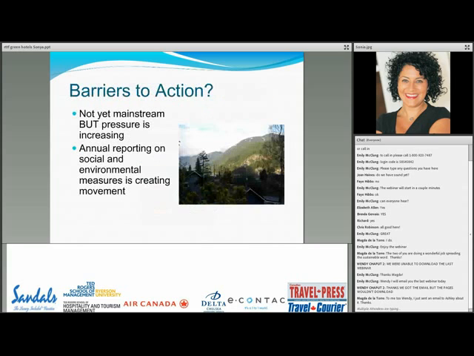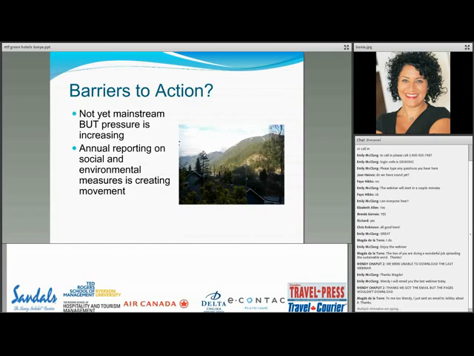So when we think about barriers to action, I indicate that it's not yet mainstream, but pressure is increasing. I mean, when you think about the fact that hotels have been talking about greening since 1994, at this point it's still not yet mainstream, and I think that's for several reasons. I think, though, that annual reporting on social and environmental measures is now creating more of a movement.